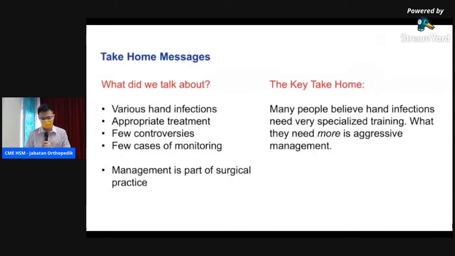And what have we talked about? We talked about various hand infections, all the appropriate treatments for these hand infections, and a few controversies, a few cases of monitoring. Some of them need no surgical intervention, not many. Management is part of surgical practice. Many people believe that hand infection needs very specialized training, but what is needed, according to the presenter, is more aggressive management.